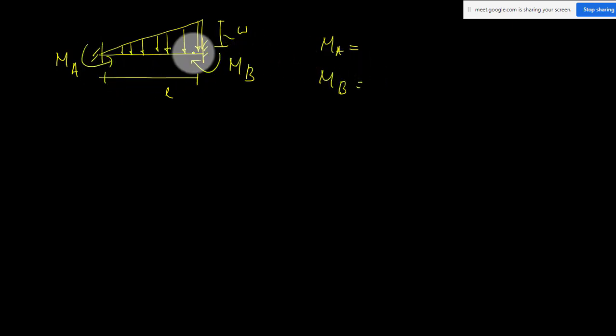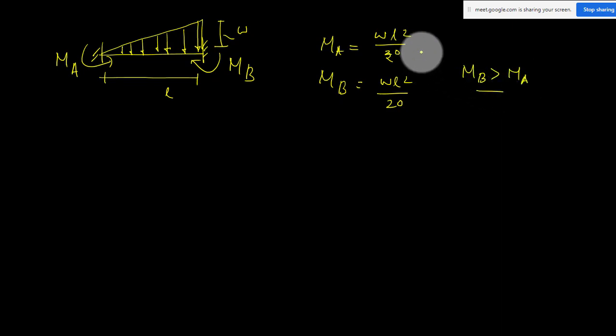So again you have to see this loading condition, MA and MB, which will be higher? MB will be higher. So MA you will get WL square by 30, you can very easily remember, and this is WL square by 20. So MB will be more than MA. All this you can remember very easily, not difficult. You practice and then you can remember. MB should be more, that is why the denominator is 20 and this one is 30. It is a result.